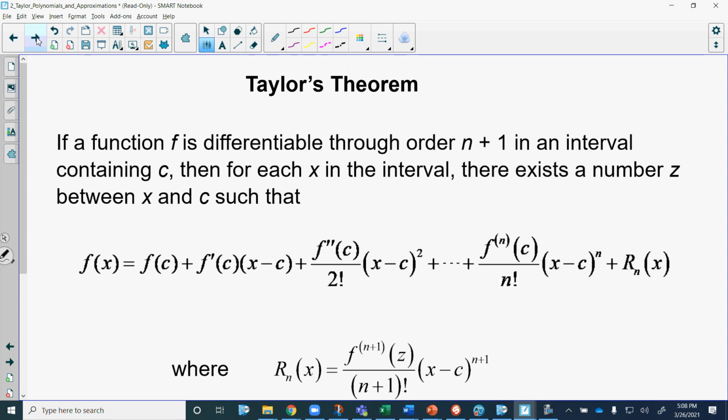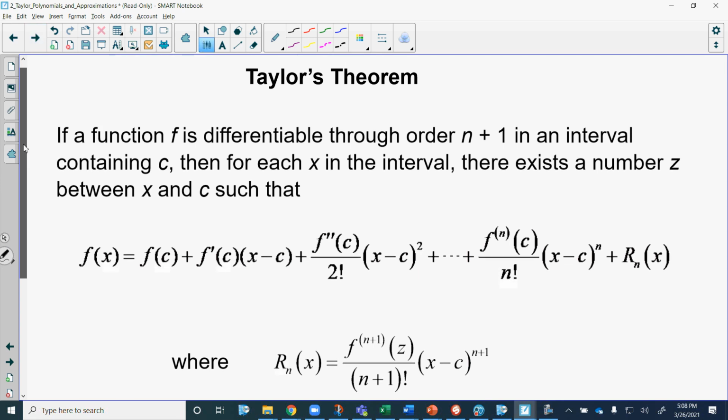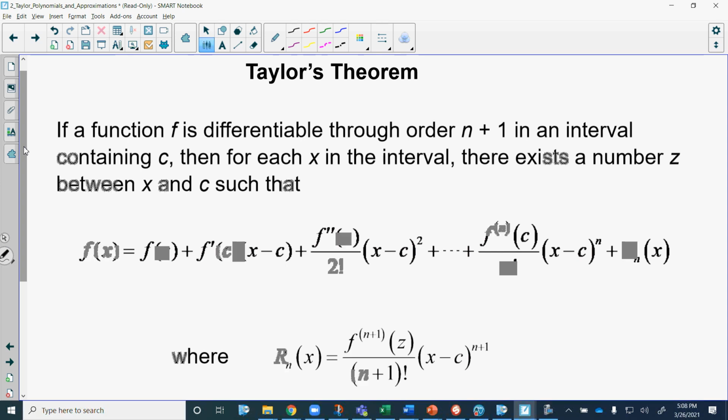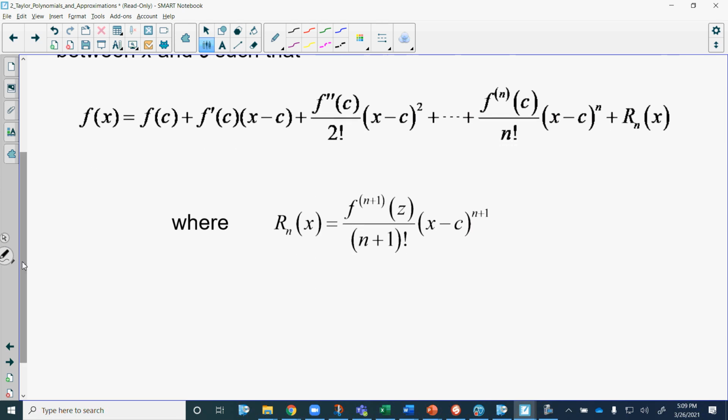And the last thing that it's giving you here for the error stuff: if a function f is differentiable through an order n plus 1 on some interval where we have the number c, then for each x value in the interval, there must exist a number between x and c such that the Taylor polynomial exists. And this is really where we're going to be identifying the remainder information for a Taylor polynomial, where we're going to get into our error bound stuff. But for the time being, we're not really going to be doing anything with it. It's just talking about it.